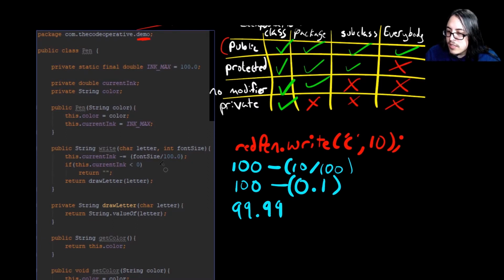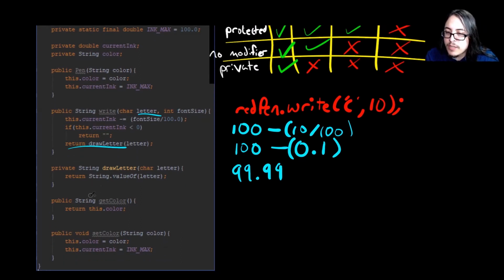Okay, and then we do a check. If this .current ink is less than 0, is 99.99 less than 0? No. Return an empty string, but it's not less than 0. Okay, so we're going to return instead a call to this function, draw a letter, passing in letter. Interesting. All right, so we know that whatever we get back from draw a letter, that's what we're returning from this function. So let's go to draw a letter.